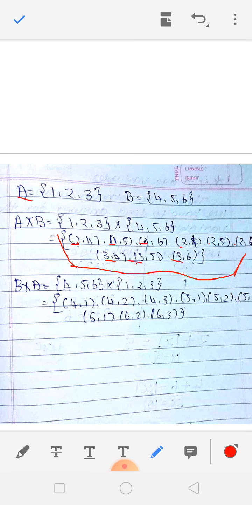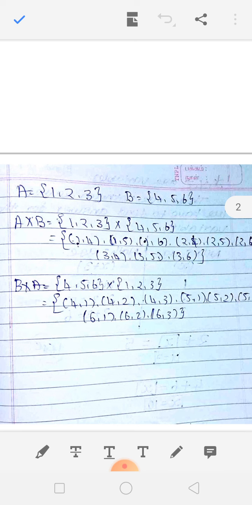Now look at the A values 1, 2, 3. The first value is the A value only. Why is the first value the A value only? Because A cross B means A is in the first place. So all the first values are A values.